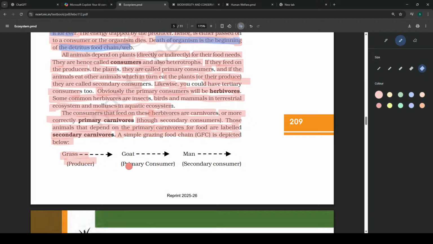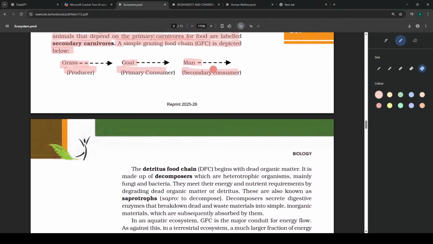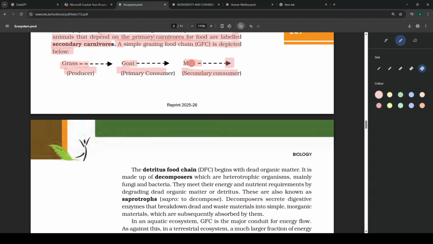A simple grazing food chain, GFC, is depicted below. Grass is a producer, eaten by a goat, a primary consumer, and then man, a secondary consumer. It would have been better if it was something else here.